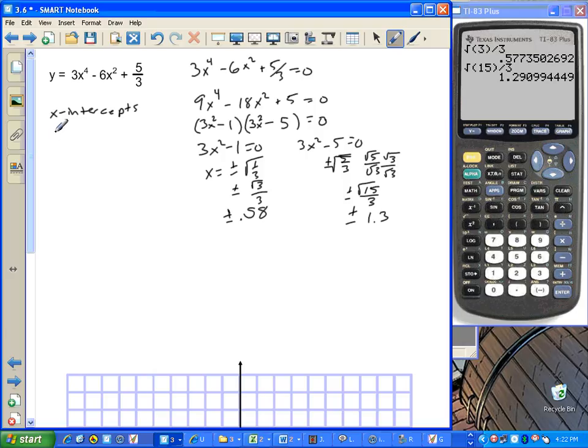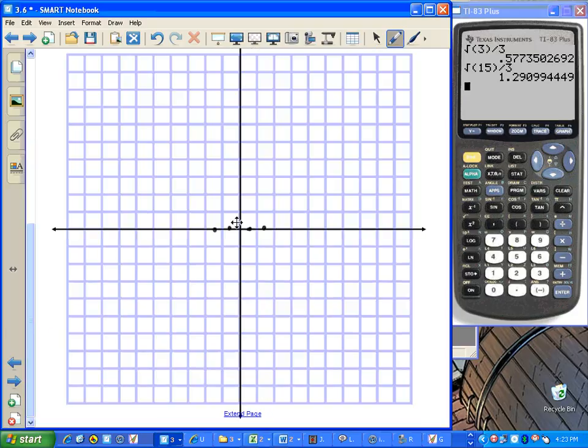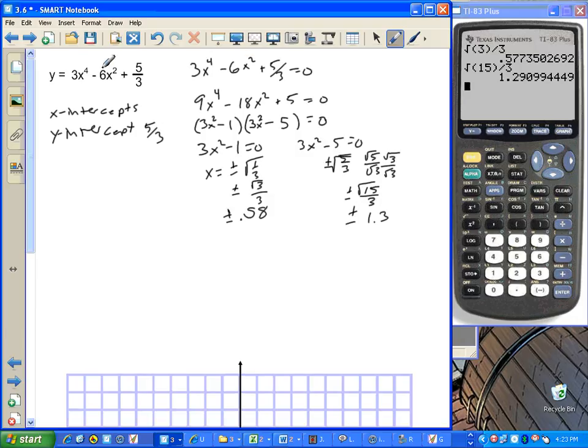Next we need our y-intercept. We can get that by putting 0 in. So if I put 0 in for x, I'm going to get 5/3. So my y-intercept is at 5/3. So I can put that on there. That'd be 1 2/3. Any asymptotes? This one's not going to have any because we're not dividing by a variable.